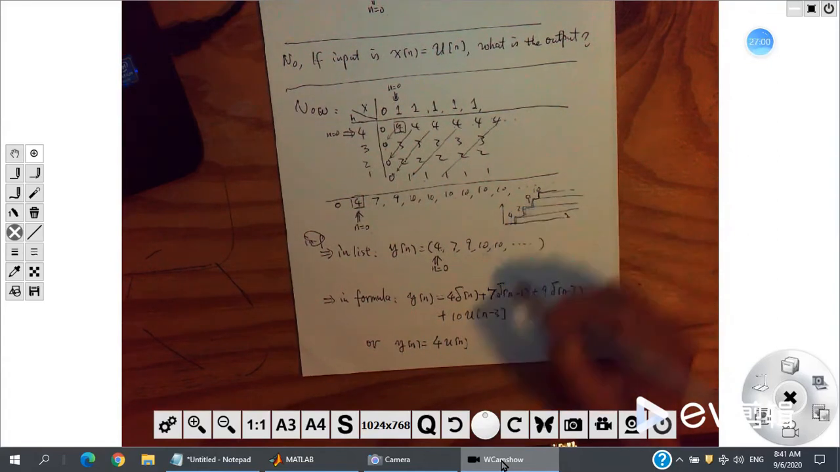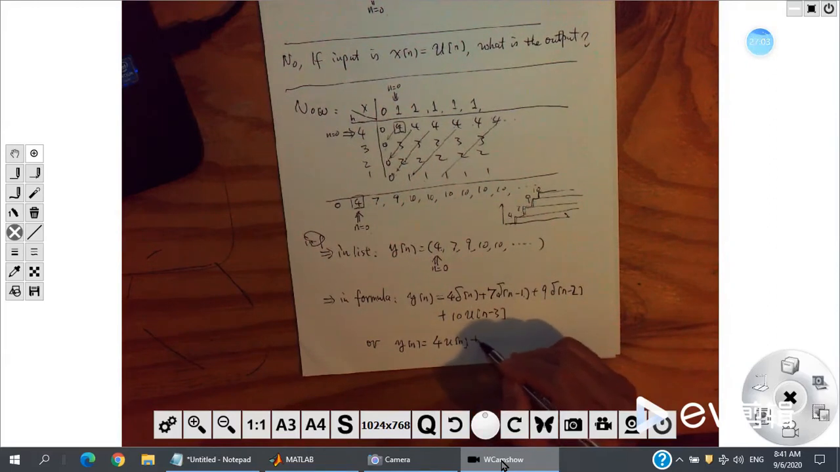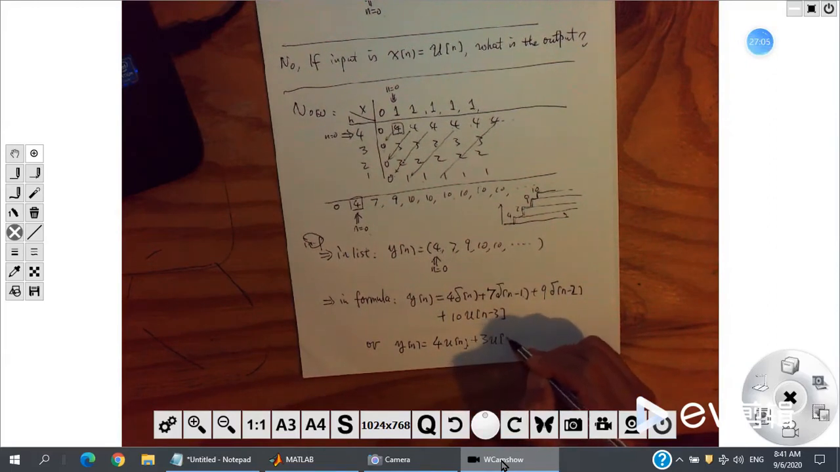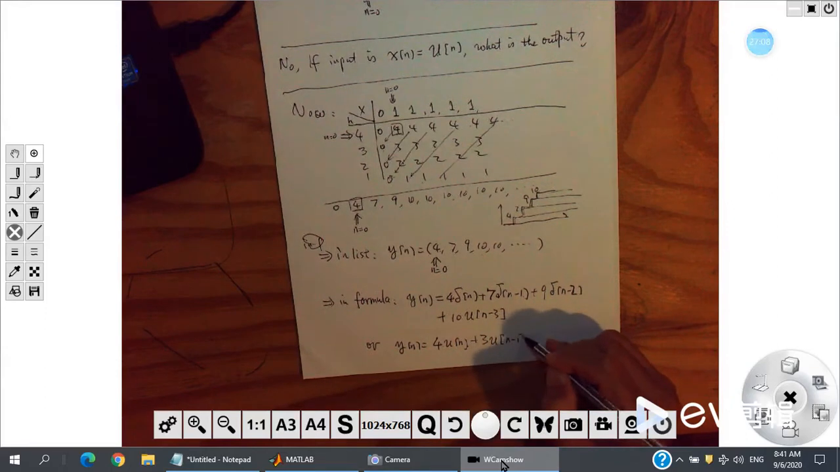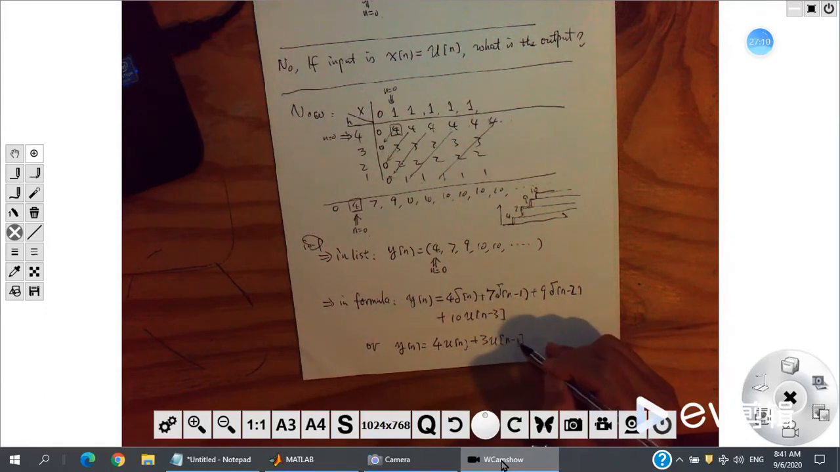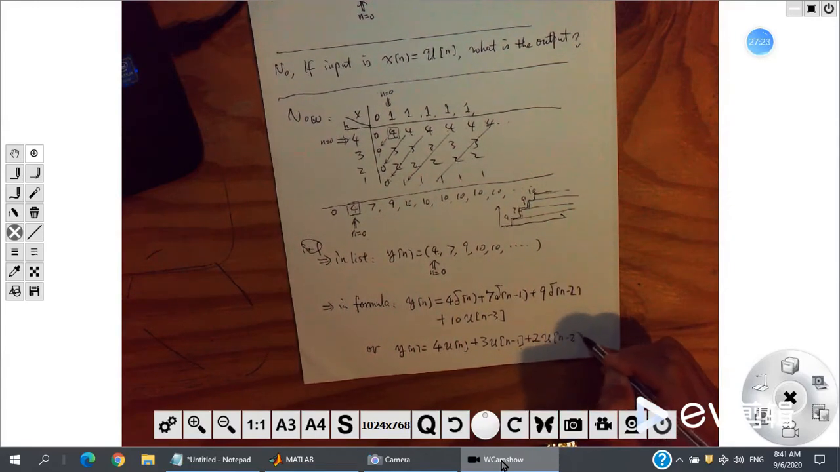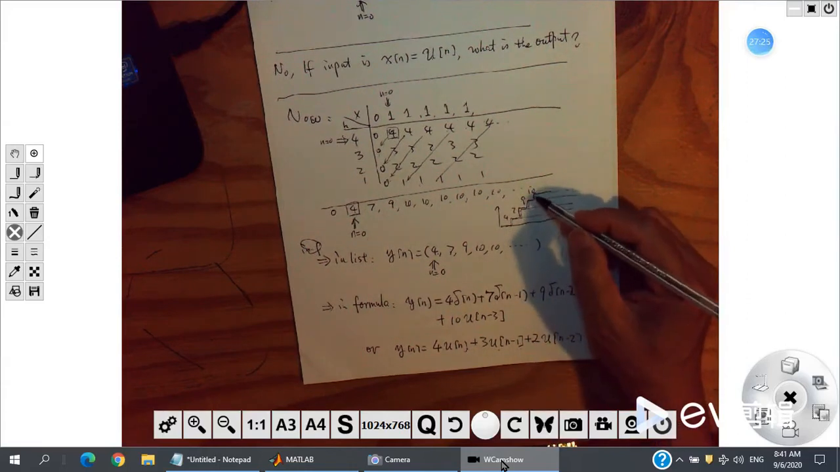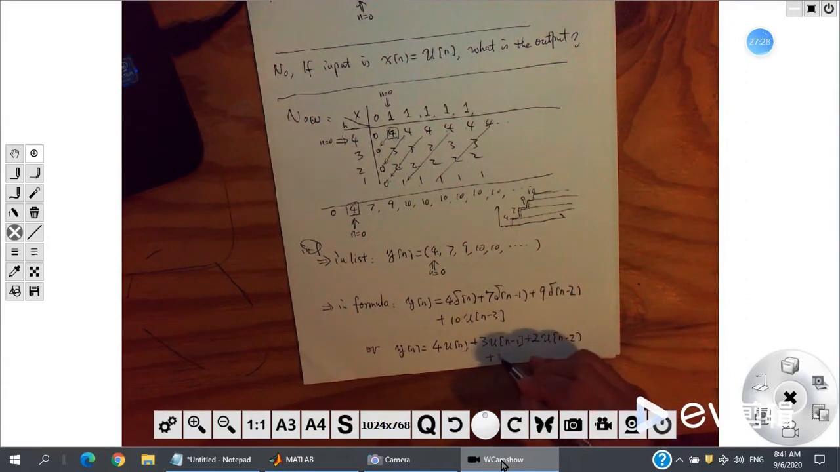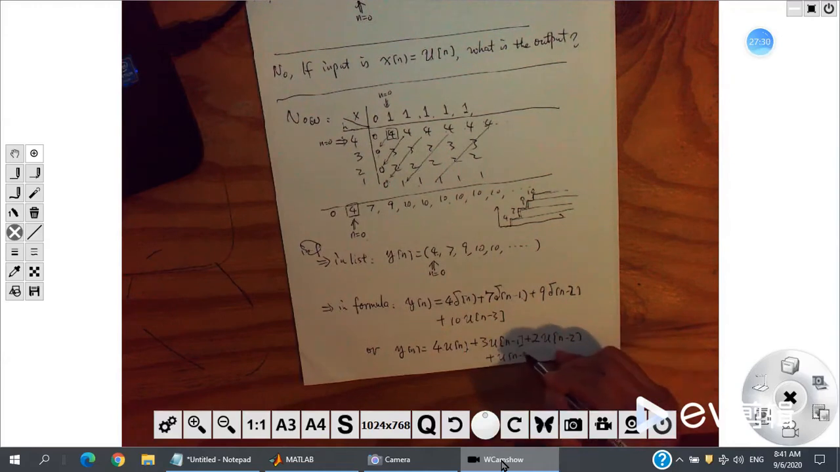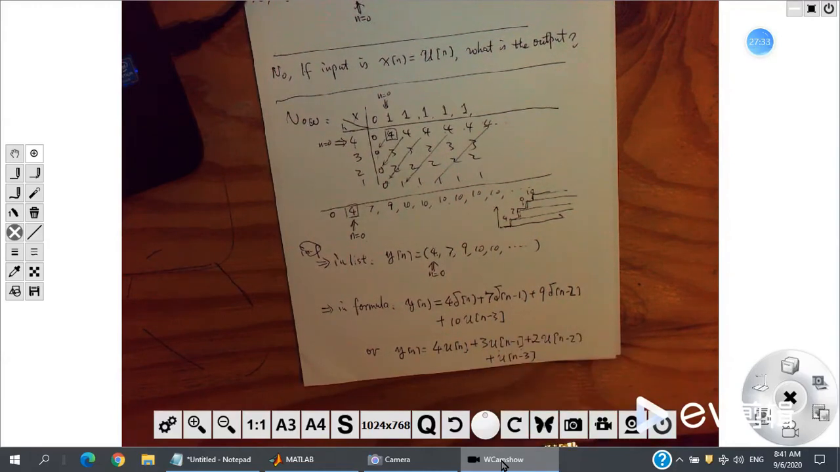So this is 4 of these plus 3 of unit step, but this unit step starts at next time, so it is shifted by 1. And then I have 7, right? I need another 2 more. 2 of u, this starts at time 2. And the last one, from 9 to 10, I need one more. This starts at 3, shifted by 3.